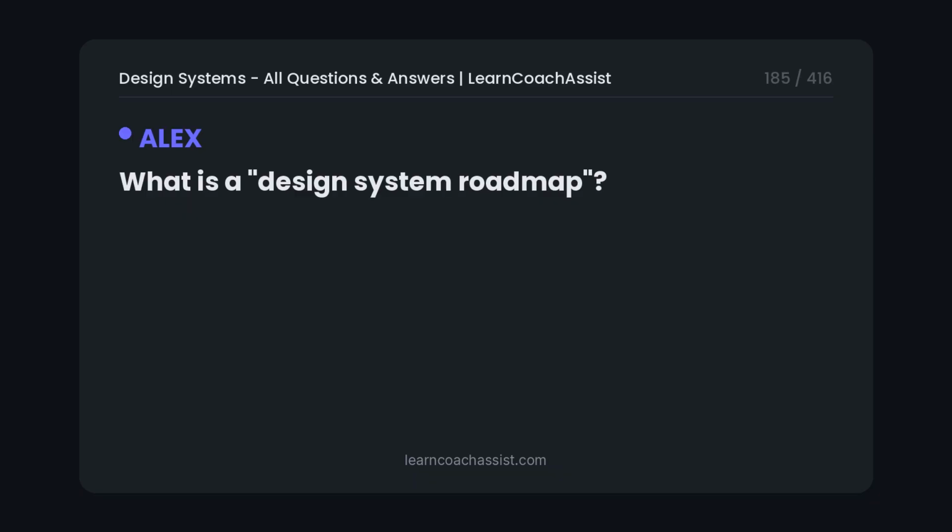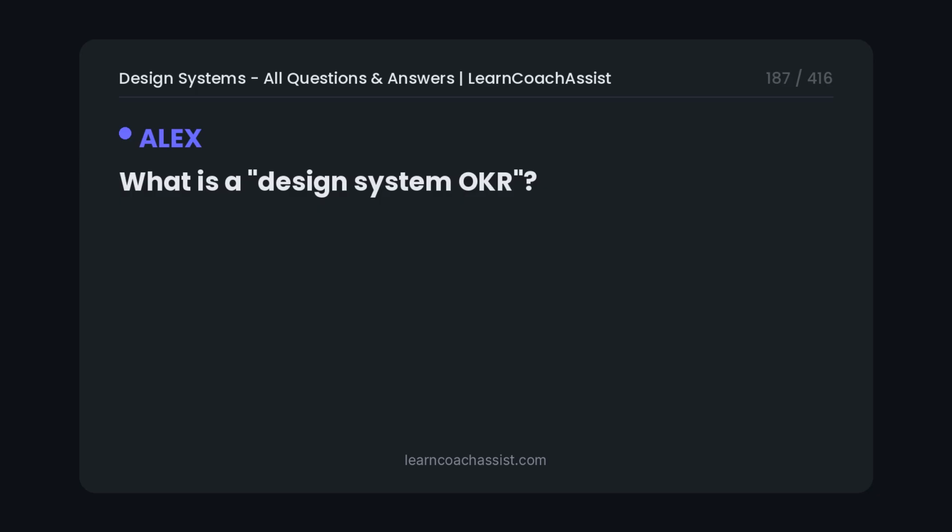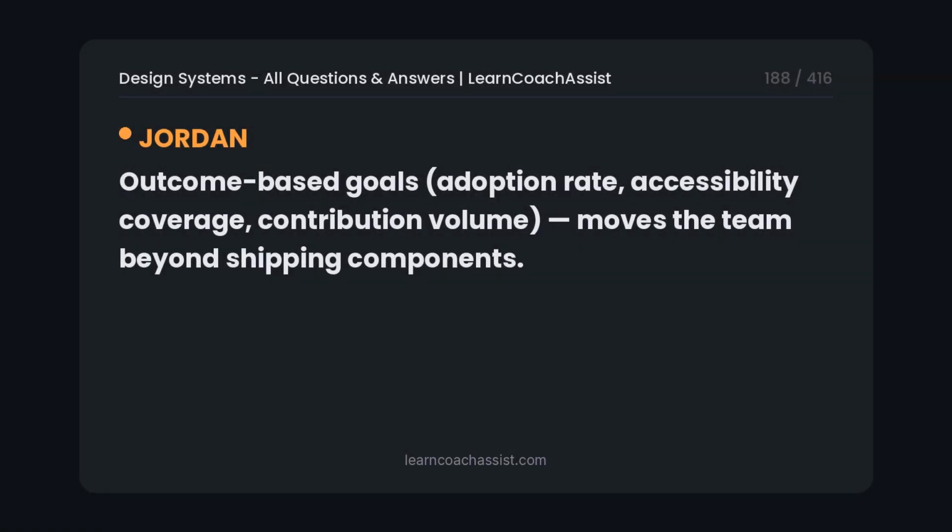What is a design system roadmap? A public plan for what the system will deliver next, sets expectations and invites coordination. What is a design system OKR? Outcome-based goals, adoption rate, accessibility coverage, contribution volume, moves the team beyond shipping components.